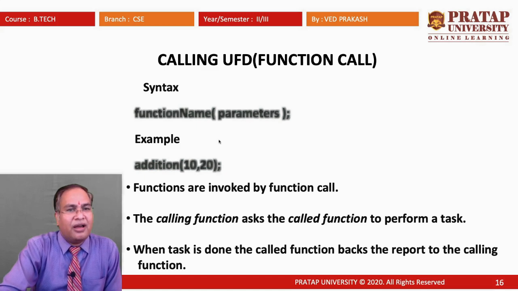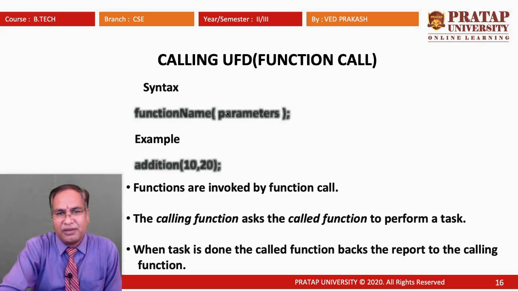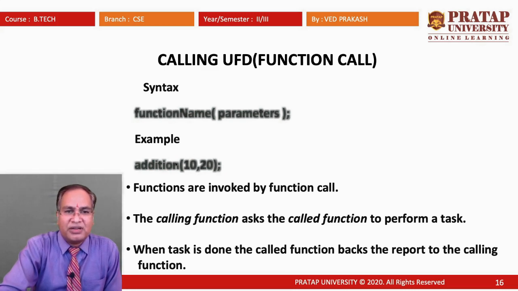For example, I want to call an addition function. So first I will have to mention the name of the function. The name of the function is addition, and then I have to pass the parameters. So I pass here two parameters, 10 and 20, then semicolon. So that is the way of calling any user-defined function.